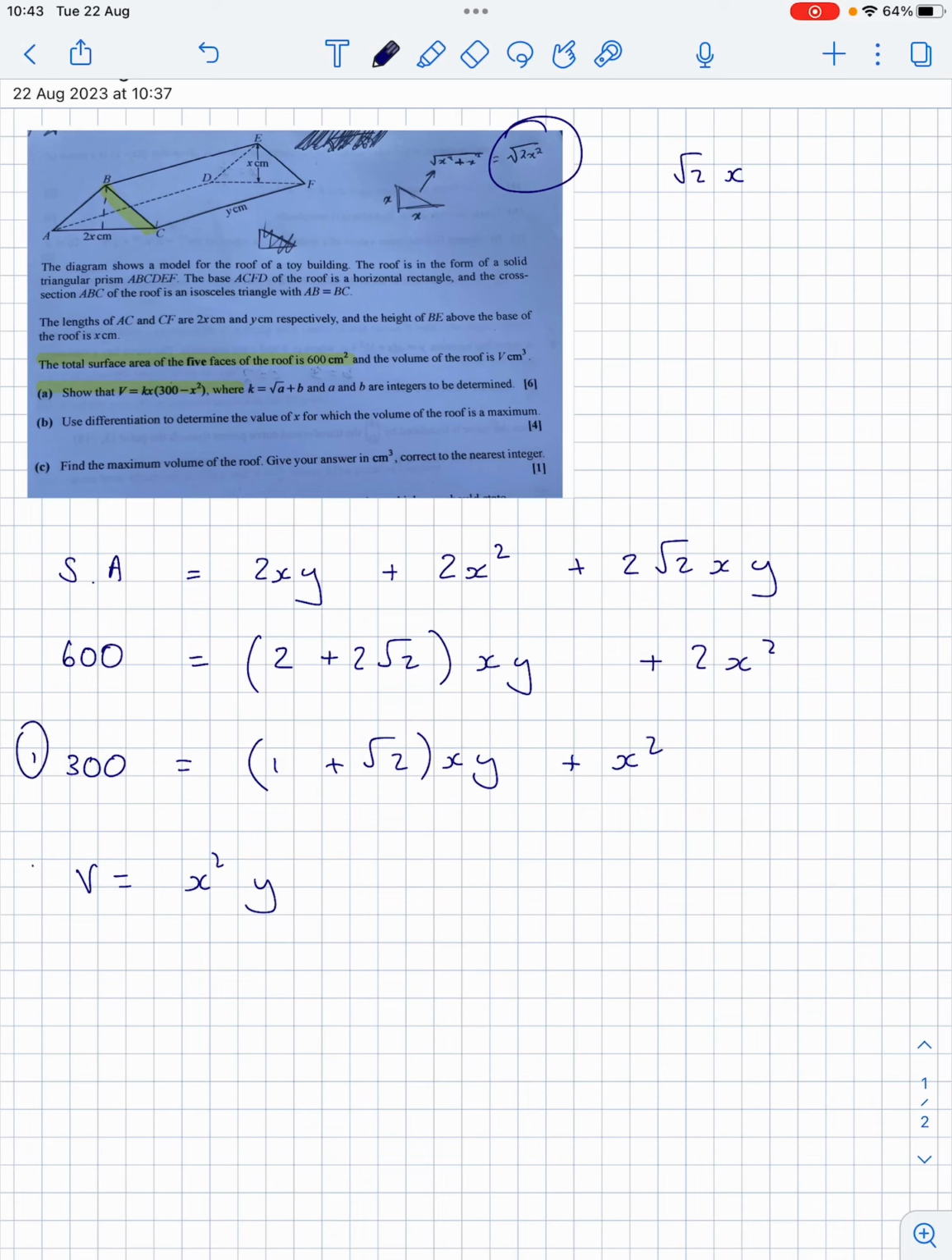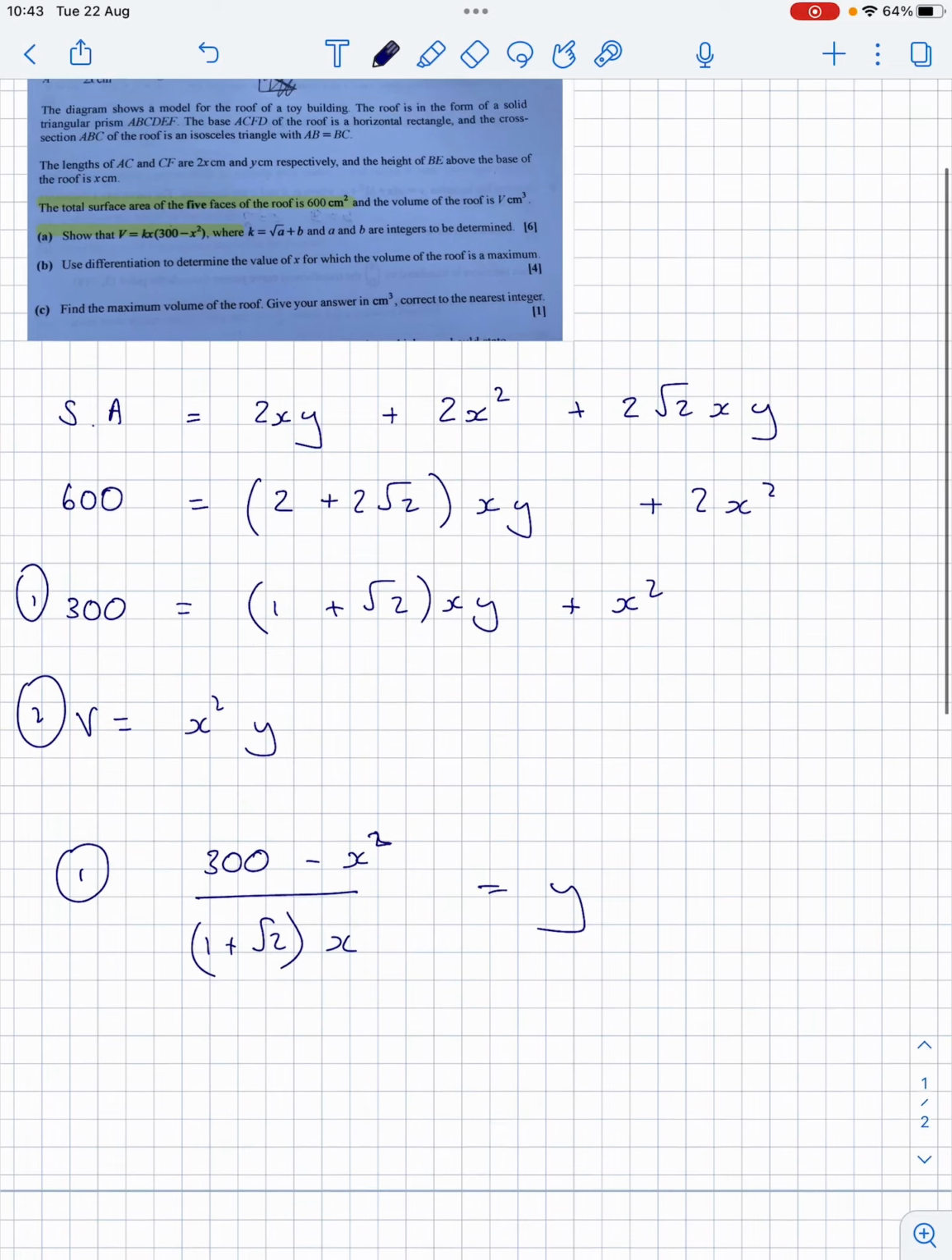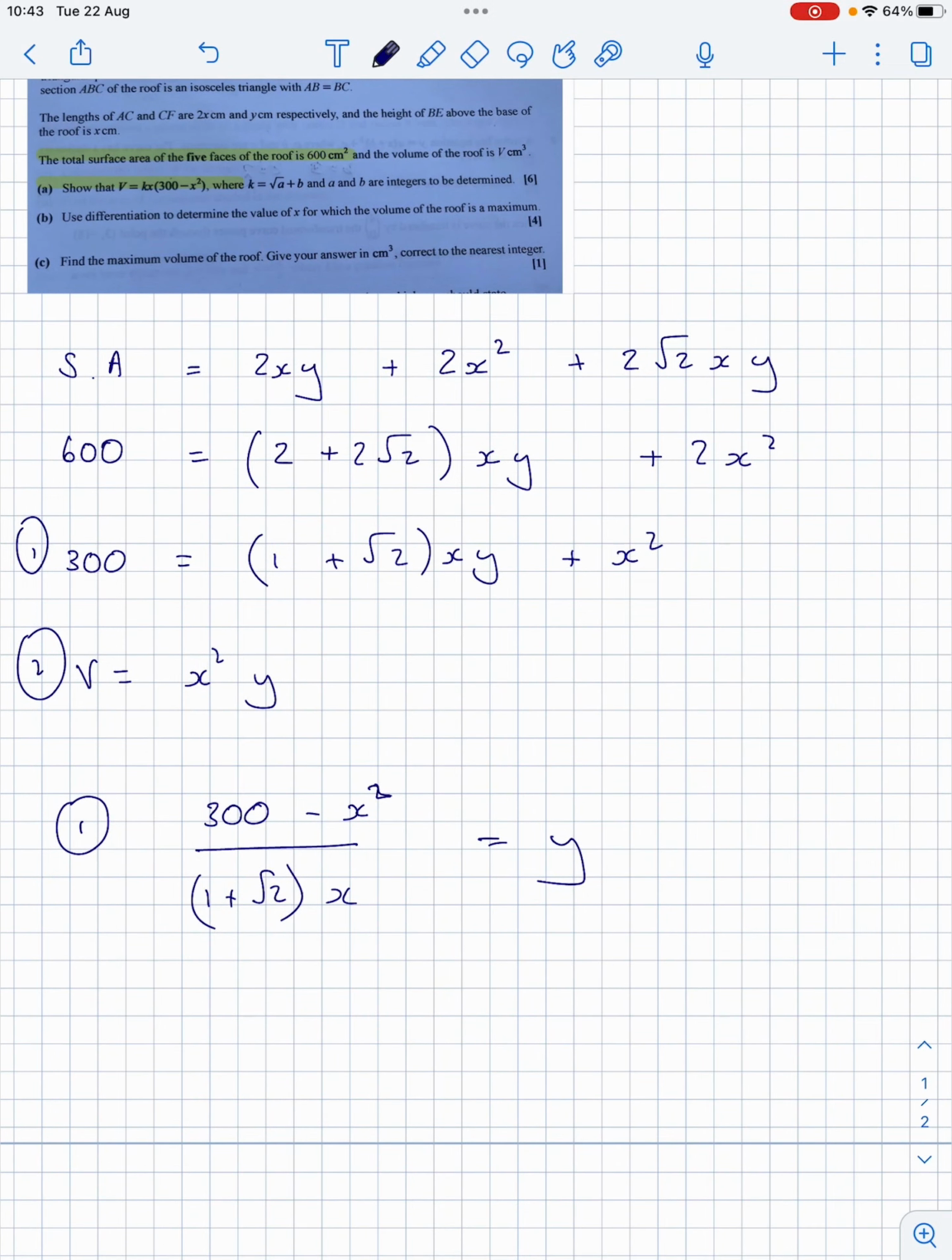Let's just label them up, 1, 2. So for equation 1, I'm going to take away the x squared and divide by this term here to make y the subject. So I've got 300 minus x squared over 1 plus root 2 lots of x equals y. Looks fiddly, but I've stuck to my goal of eliminating y.